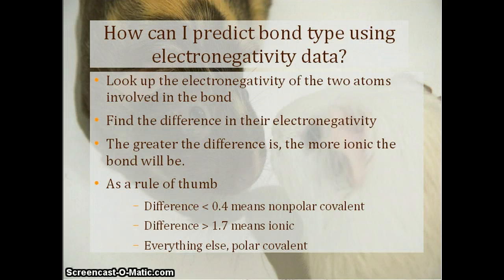You can use electronegativity data to predict bond type. First, look up the electronegativity of the two atoms involved in the bond. Then, find the difference in their electronegativities.